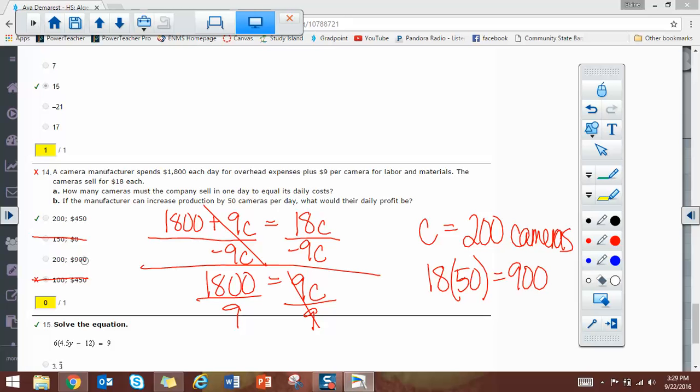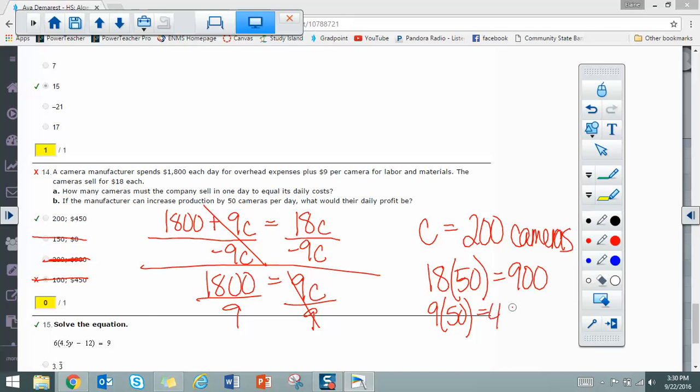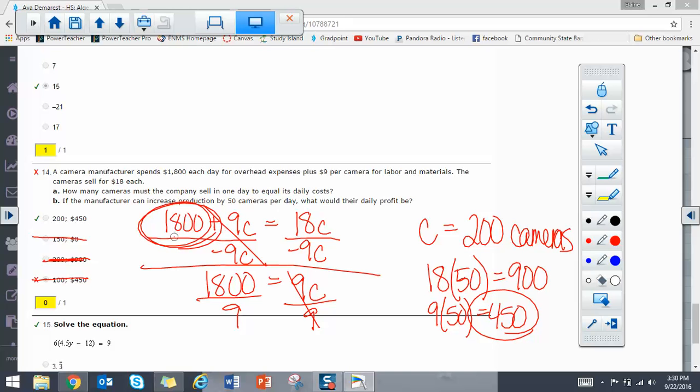But the reason why it's not this answer is because we have to remember that it still costs them $9 per camera. So then we do 9 times 50, and that's $450. So for 50 additional cameras, it's going to cost them $450 extra. Remember, this $1,800 is just a one-day fee that they pay. So now we do 900 minus 450, and that gives us 450 as an answer.